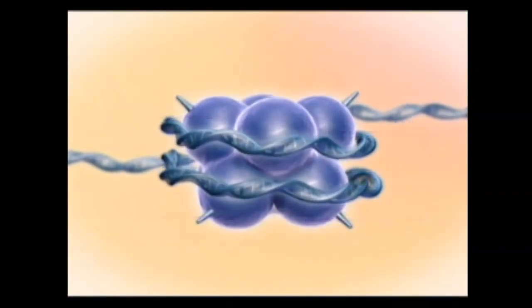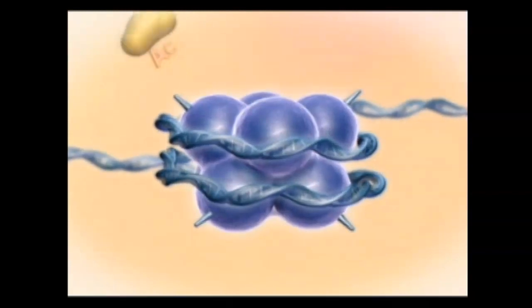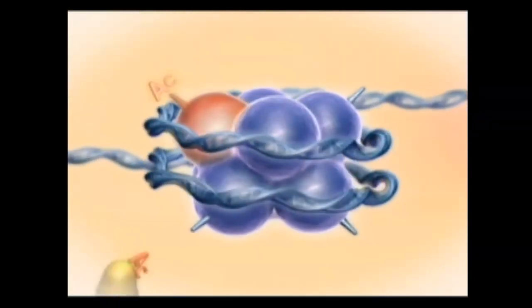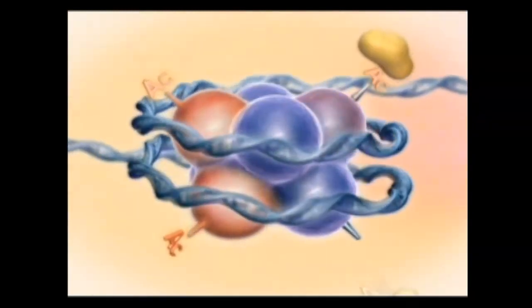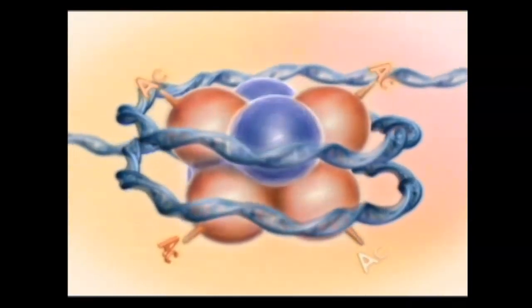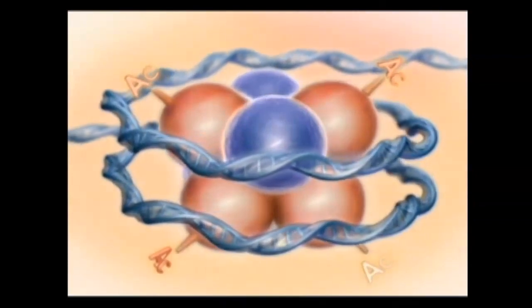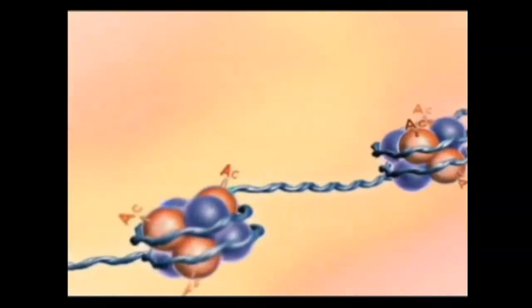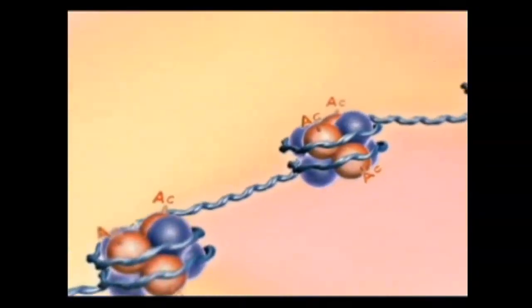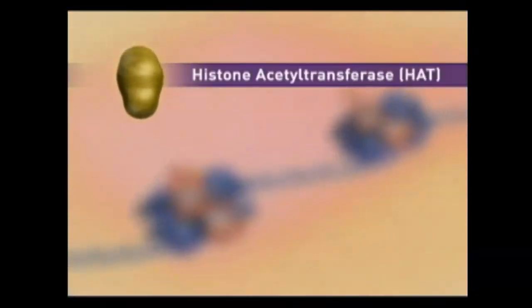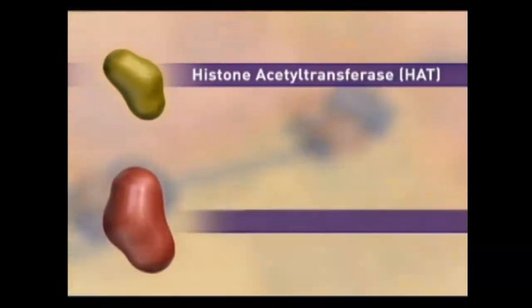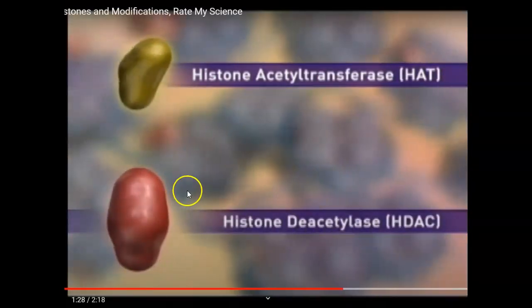Epigenetic modifications, such as histone acetylation, occur at the amino terminal tails of the histones that protrude from the nucleosomes. Acetylation of histones is generally acknowledged to play a key role in the regulation of gene expression. Histone acetylation is controlled by the balance in the activity of 2 enzymes, histone acetyltransferase, or HAT, and histone deacetylase, or HDAC.